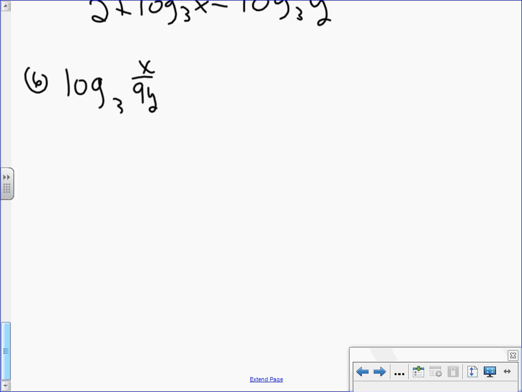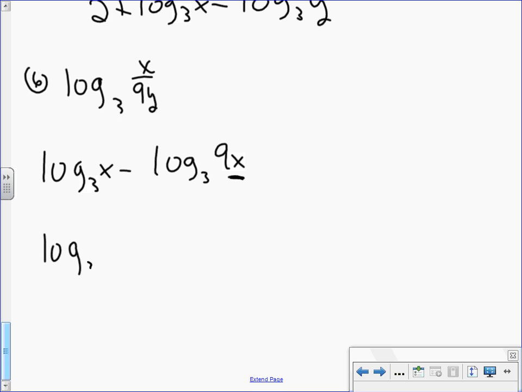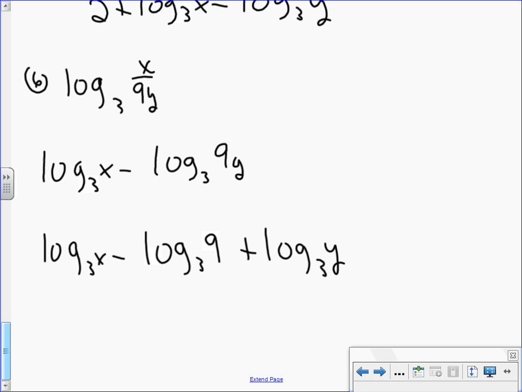Okay, so once again, we're going to break this up into the top minus the bottom. See? Okay, and then we have to break this up into addition. So agree? Okay, so log base 3 of x minus log base 3 of 9 plus log base 3 of, oops, did I change something? That's a y. Sorry, a y. Anybody have any comments? Yeah, something's not quite right.